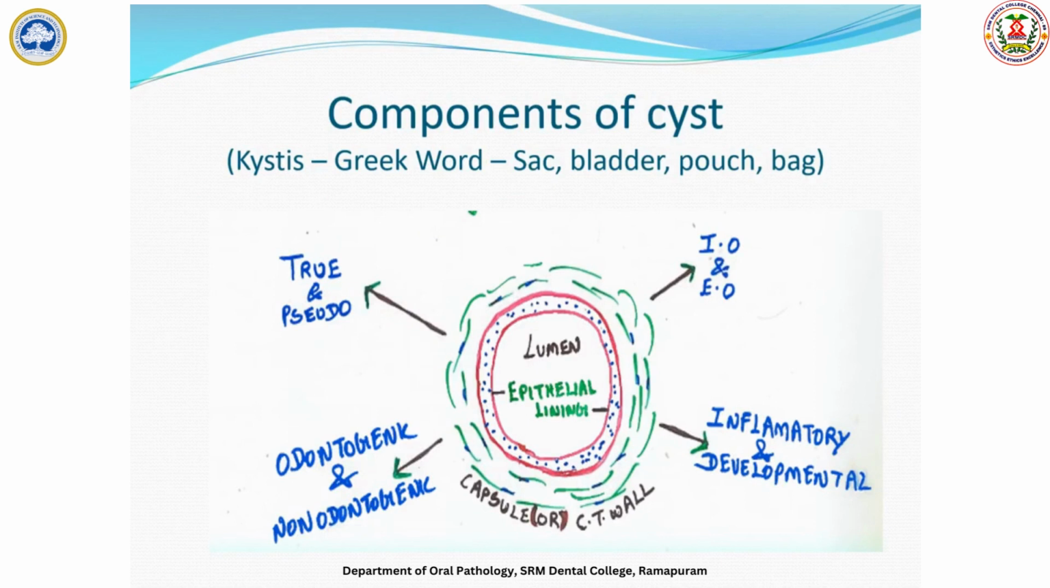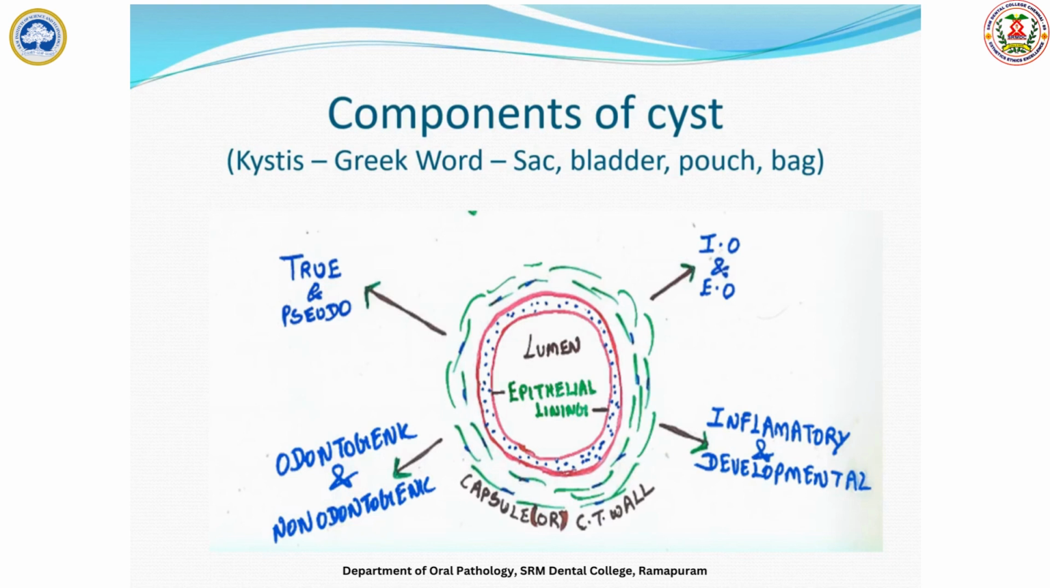Before going into radicular cyst, we'll see a few things about the components of the cyst. The word cyst is derived from the Greek word meaning sac, bladder, pouch or bag. What are the main parts of the cyst? Microscopically, when you see a cyst, it will have a central lumen or cavity. So the cavity is the basic part of a cyst.